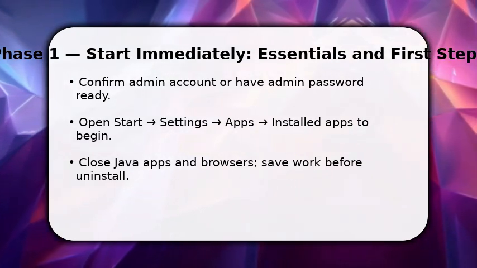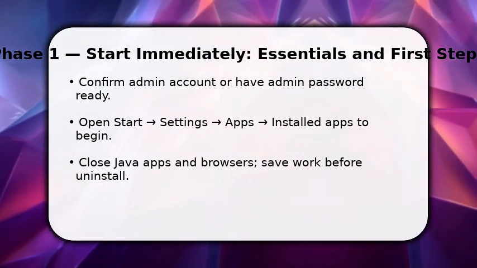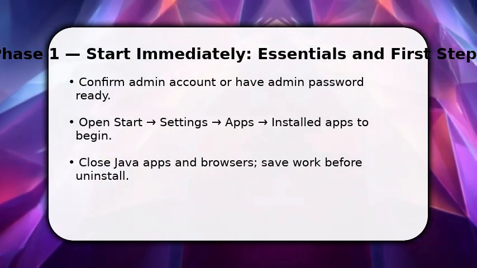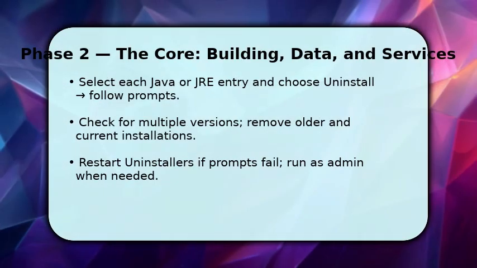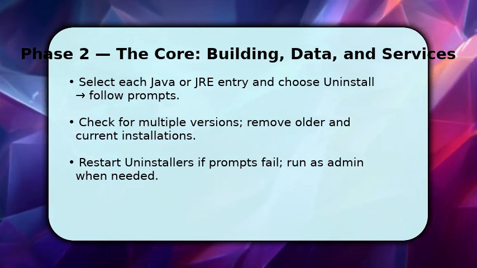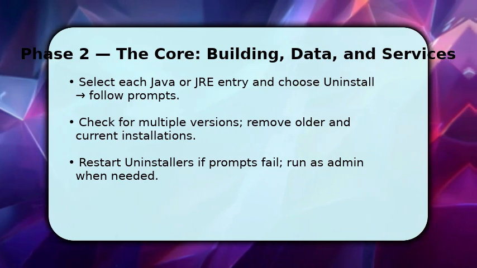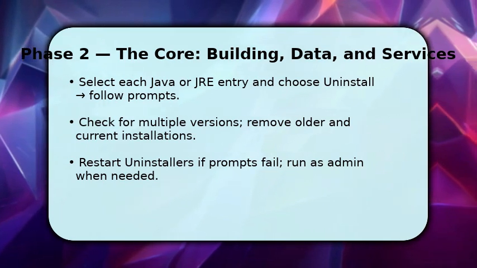Once done, use the search box in Installed Apps to filter Java or JRE so you can locate every entry quickly and get ready for the next removal steps. You now remove Java entries one by one. Click the kebab or three dots beside each Java or JRE listing and choose Uninstall, then follow the built-in prompts. If multiple versions appear, uninstall older versions first, then the newest, because leftovers can persist.